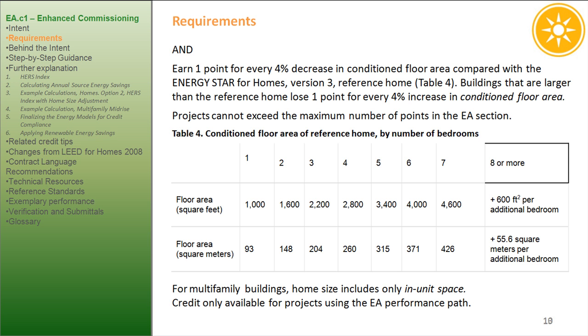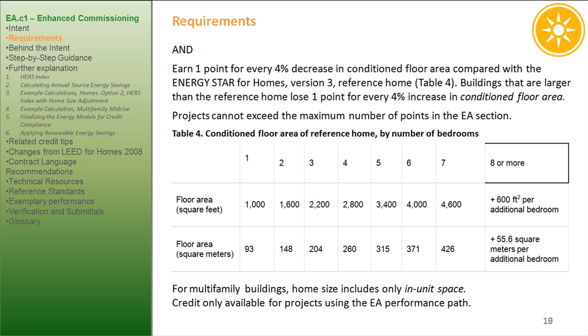Table 4. Conditioned floor area of reference home, by number of bedrooms. 1 bedroom equals 1,000 square feet or 93 square meters. 2 bedrooms equals 1,600 square feet or 148 square meters. 3 bedrooms equals 2,200 square feet or 204 square meters. 4 bedrooms equals 2,800 square feet or 260 square meters. 5 bedrooms equals 3,400 square feet or 315 square meters. 6 bedrooms equals 4,000 square feet or 371 square meters.